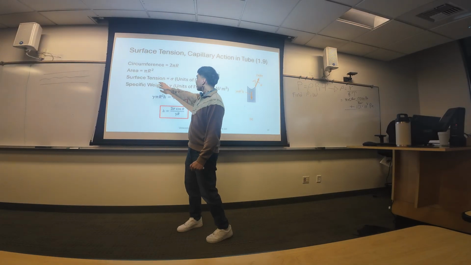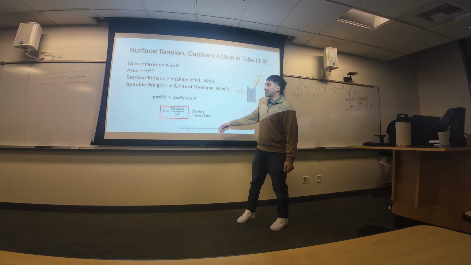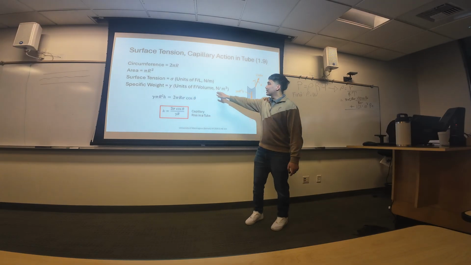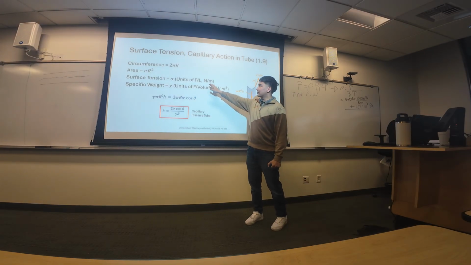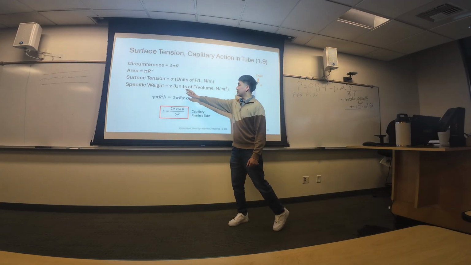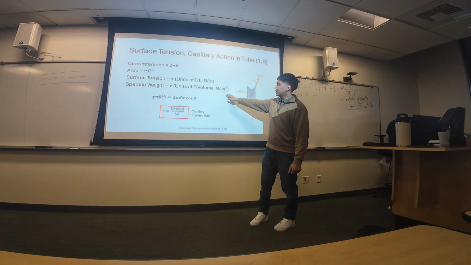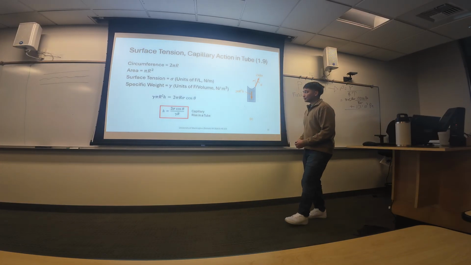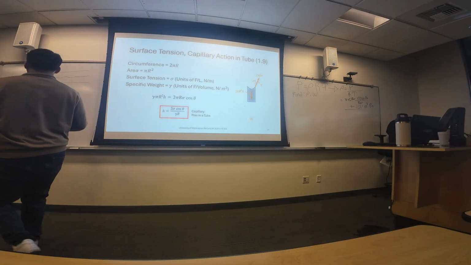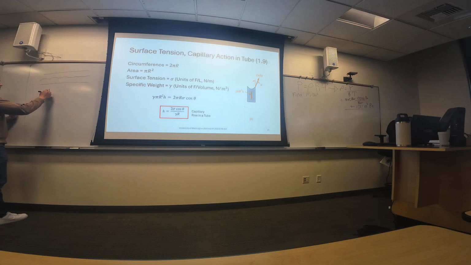Area of a circle is pi r squared. So here I'm defining it. Obvious for you guys, surface tension is this sigma, not stress, right? Units that we talked about is force over length. Specific weight is gamma, which is units of force over volume, or newtons over meters cubed. So your favorite class, statics. I'm not going to go through too much of this because we're running out of time. Sum of forces in y.